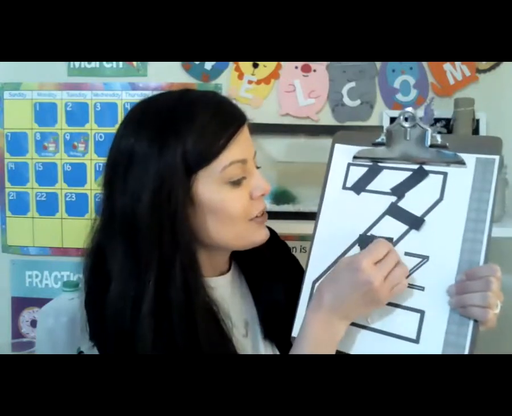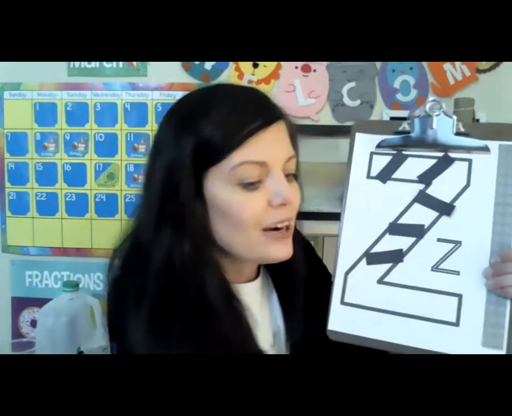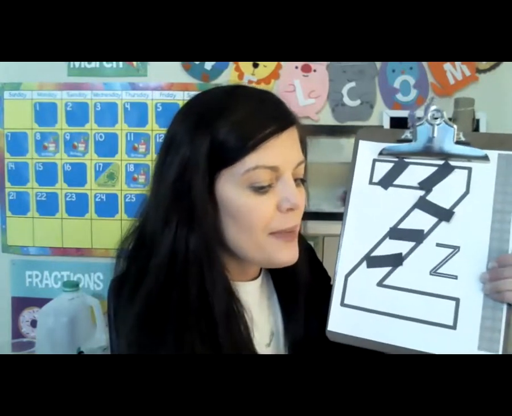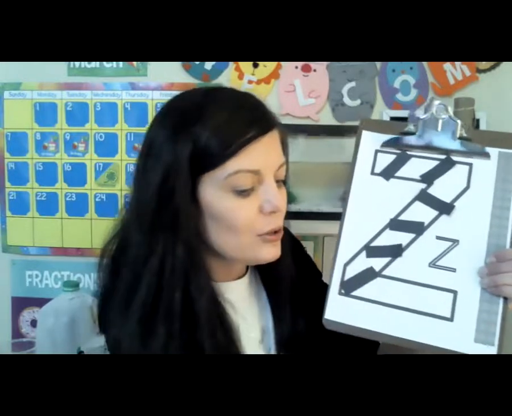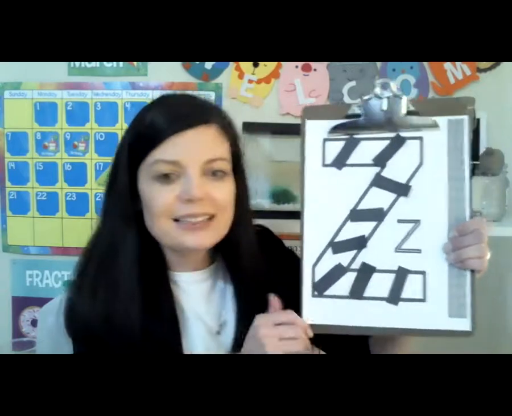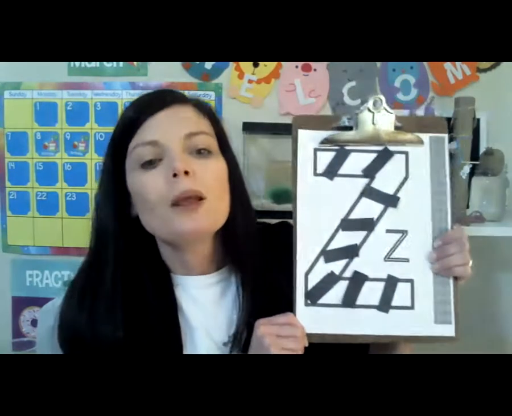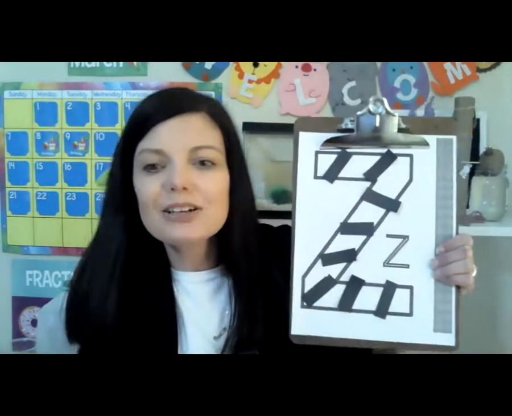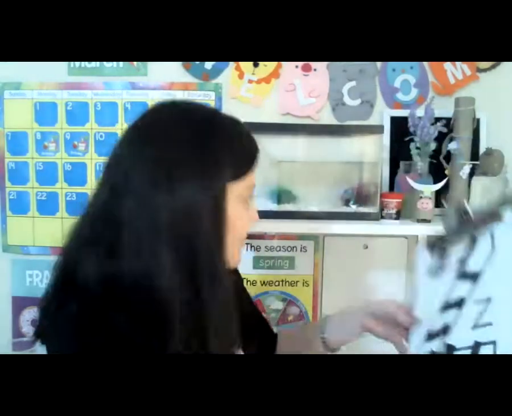Okay, this is what letter Z looks like. When you decorate the letter, it just helps you to remember what it looks like so you can recognize it later. Okay, that looks pretty good. Looks like a zebra to me. Well, now that we know what letter Z looks like, let's try to write it.